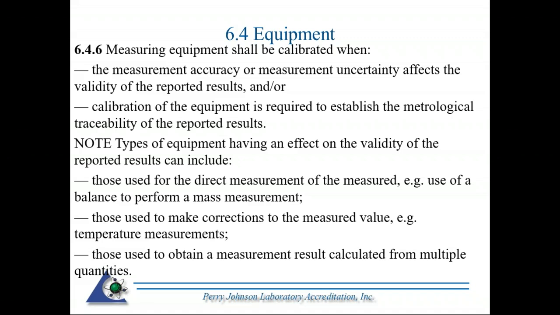Could be equipment directly related to your measurements, such as a lab balance, perhaps. Could be auxiliary equipment. If you are monitoring temperature, say that temperature device is not really directly related to the testing, however, it can affect the validity, and the temperature is being monitored. So those types of auxiliary equipment, and those used to obtain measurements calculated from multiple quantities. One thing that comes to mind here is air buoyancy: temperature, barometric pressure and humidity, all captured and used to calculate an air buoyancy type of correction.